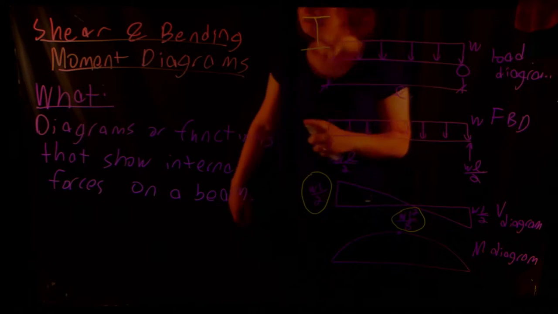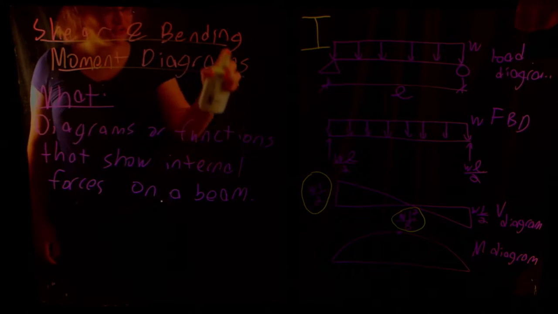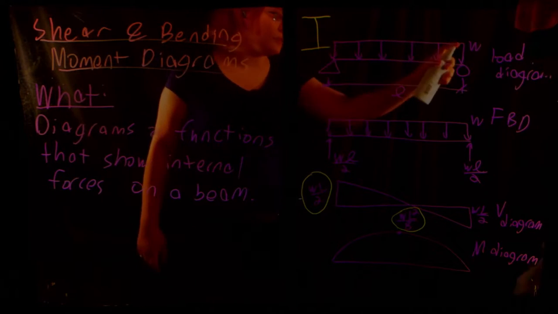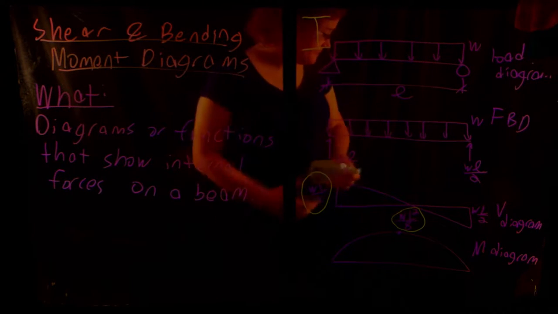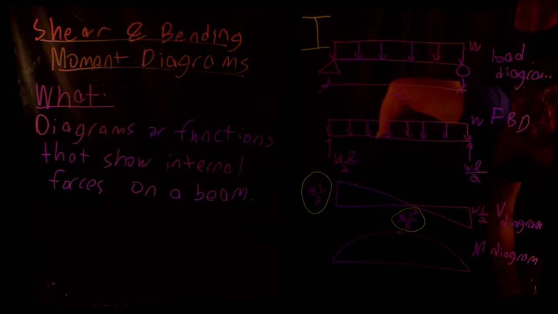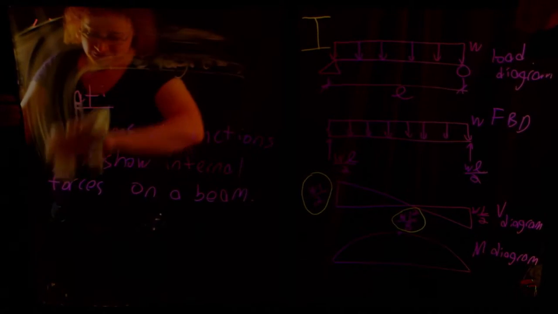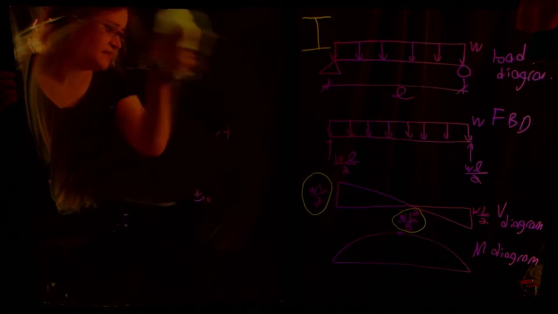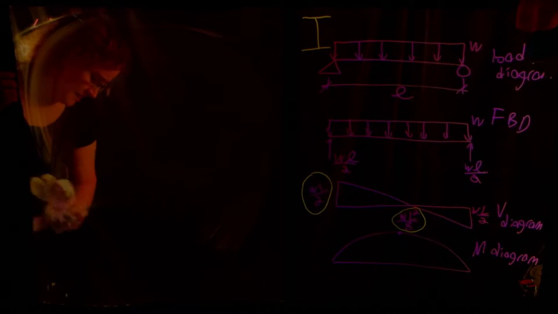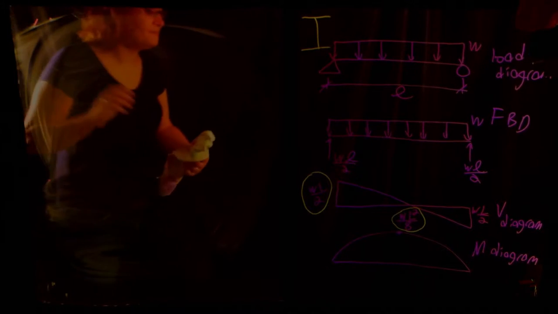Okay, so with that out of the way, now that we've introduced what they're for, let's begin looking at how we actually determine them. There are three methods we're going to learn in this class, and we'll break them down. So let's erase this, and then we'll start looking at what the methods of determining shear and bending moment diagrams are.